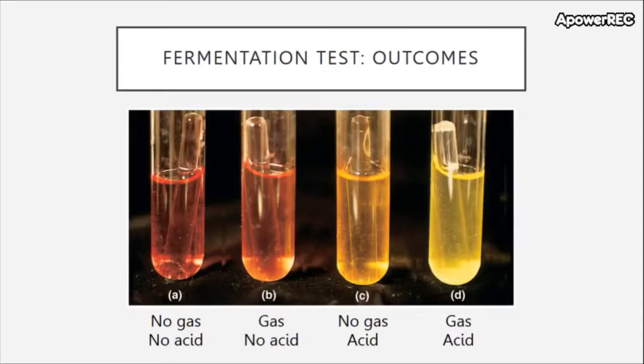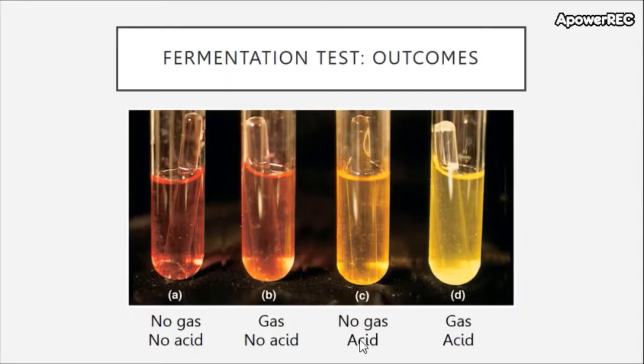Here is an image of a variety of fermentation test outcomes. In figure A, you'll note that there is no acid because it remained red after fermentation, and there is no gas. If you look at this tube, it has a pinkish color to it. But if you look at B, it has a gas bubble, because this is much more clear. It's a little hard to see, but with a little practice, and a side-by-side image, you can see that this has a pinkish hue and this looks much more clear.